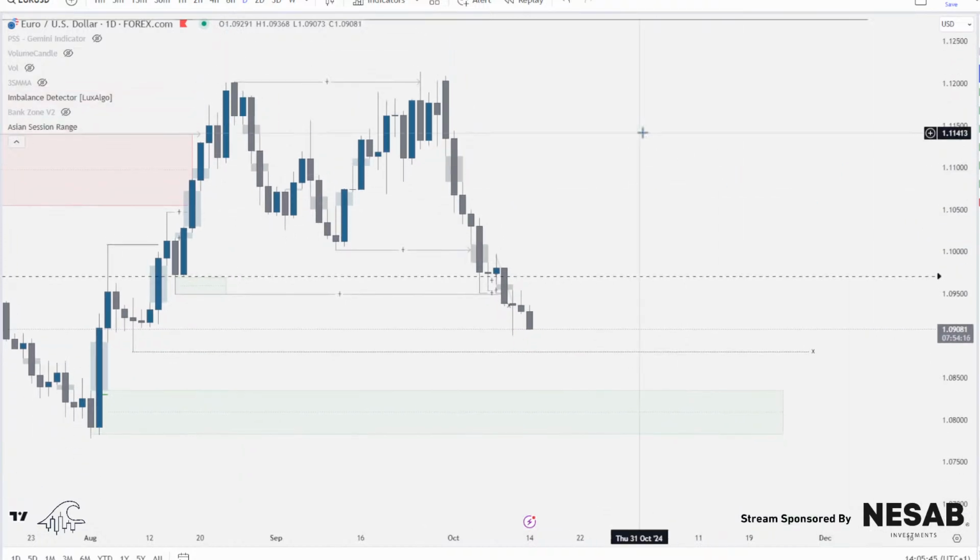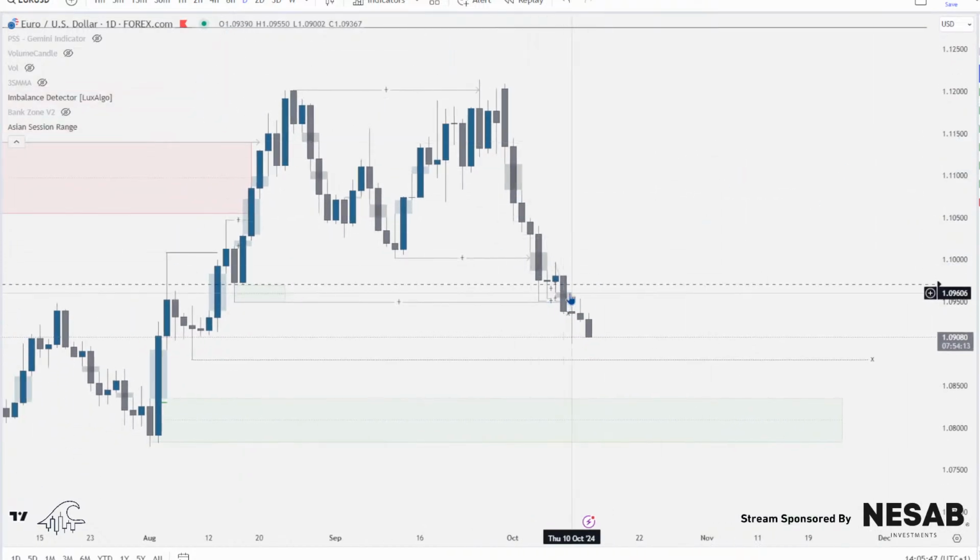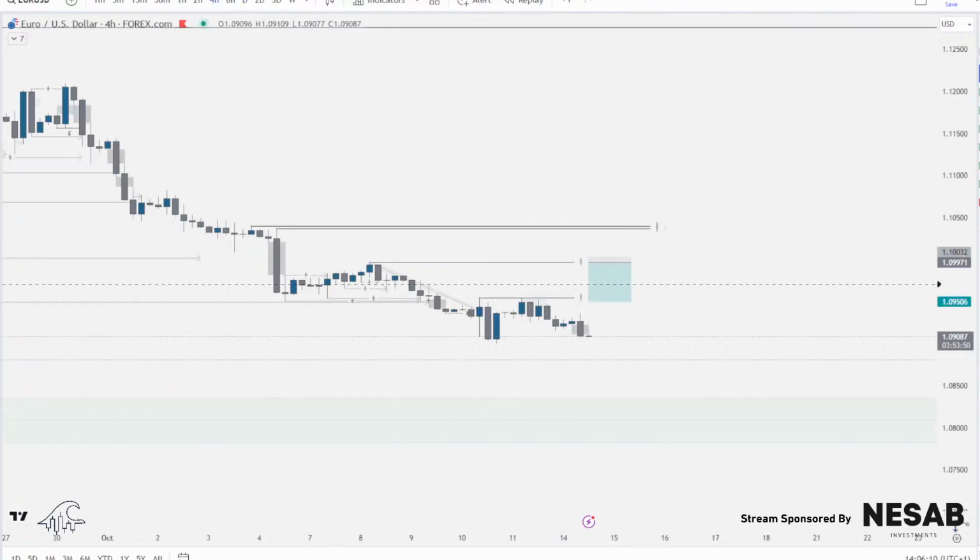So on the daily, you can see the gap is still open here. We create another gap, another gap. So we're looking for this liquid low to be taken, and then this area of demand to be tapped into. Very, very simple. So what we're going to do is mark up what we're looking at now coming into this week.